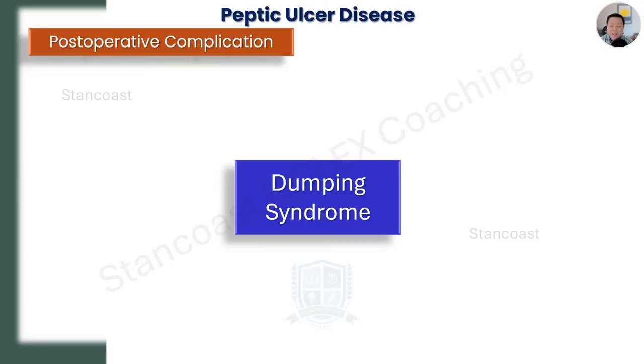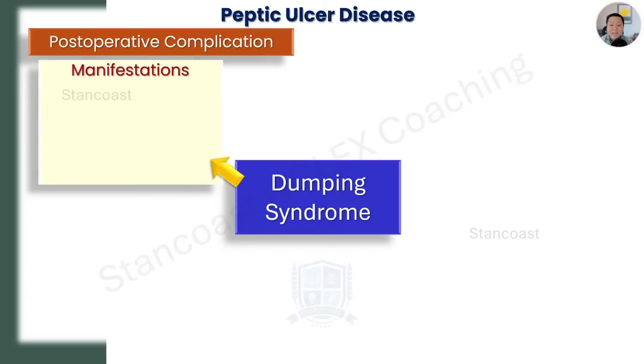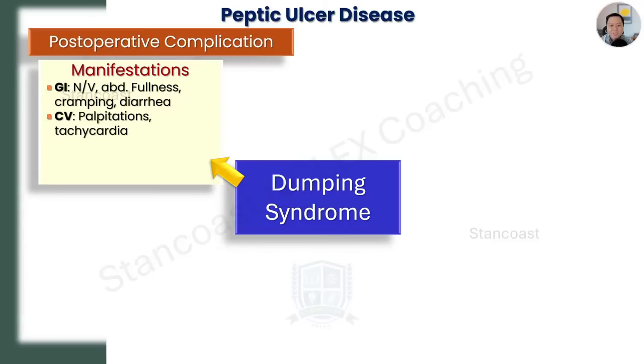Now, what are the manifestations of the dumping syndrome? Well, of course, there are going to be GI symptoms, namely nausea, vomiting, abdominal fullness, cramping, diarrhea. And if you monitor their vital signs, the patient will have tachycardia, palpitations, and they will manifest perspiration, weakness, dizziness. Those are the autonomic manifestations of the dumping syndrome. Borborygmi is the presence of loud gurgling sounds due to increased bowel activity. So take note of those.